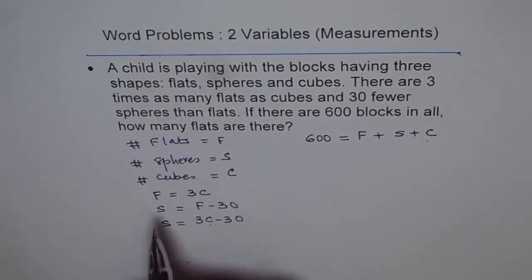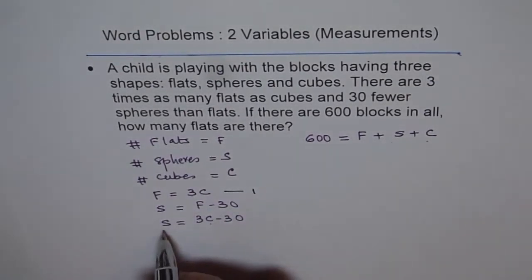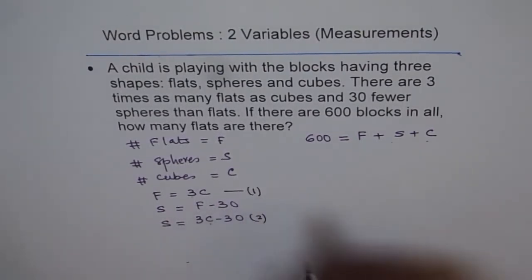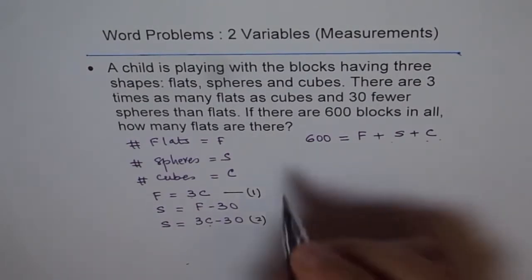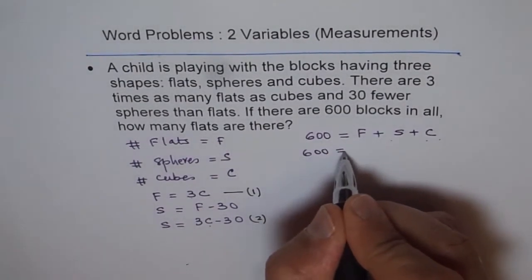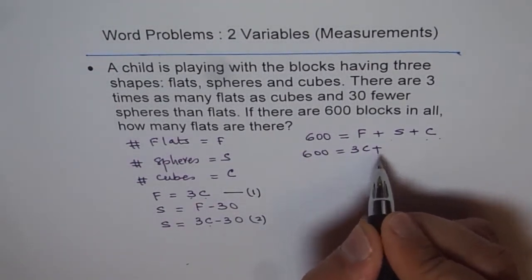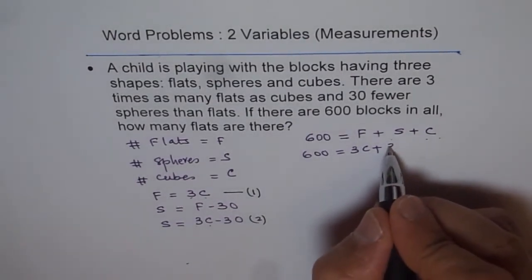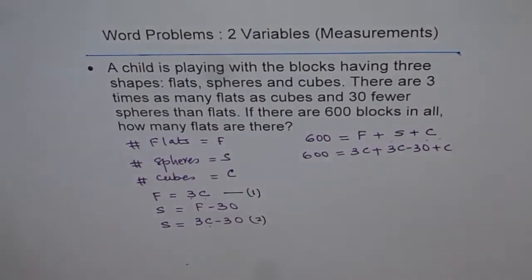Do you see that? f is 3c. Second, s is equal to 3c minus 30, and c as such. That will help us solve the equation. So we get 600 equals, instead of f I'll write 3 times c, and instead of s I'll write 3 times c minus 30, plus c. So that is the equation we get.